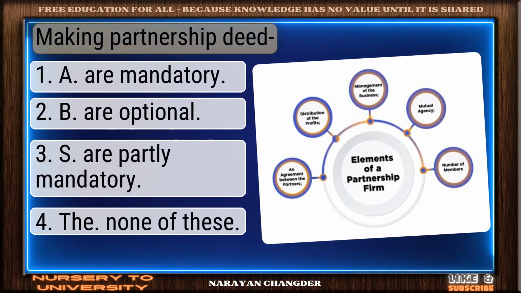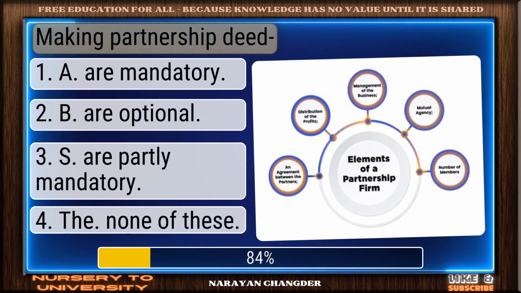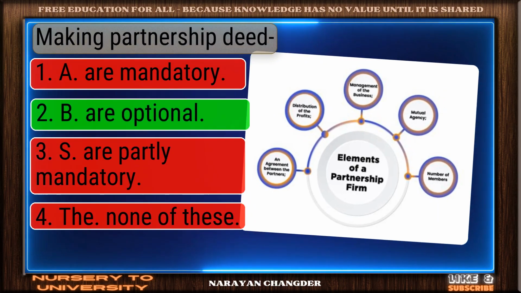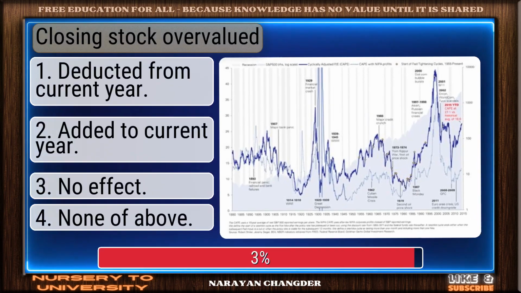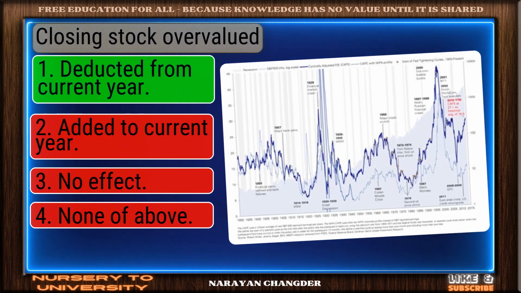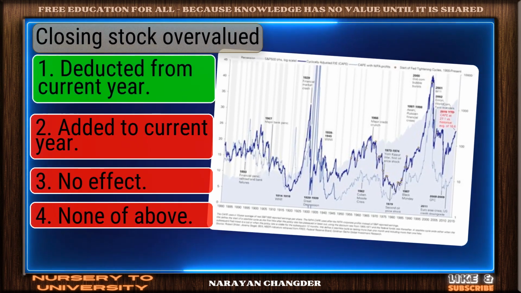Making partnership deed. Strong choice. Optional is the right answer. Closing stock overvalued. Good thinking. Deducted from current year is the right answer.